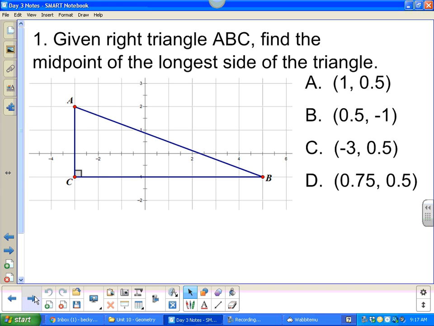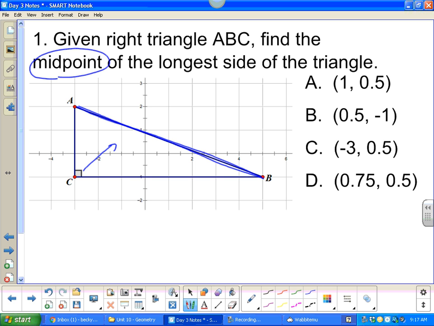So number 1, given right triangle ABC, find the midpoint of the longest side of the triangle. Well, you know from yesterday that the longest side is the hypotenuse, which is opposite the right angle. So we're talking about this side. And I need the midpoint. Well, I need the coordinates.